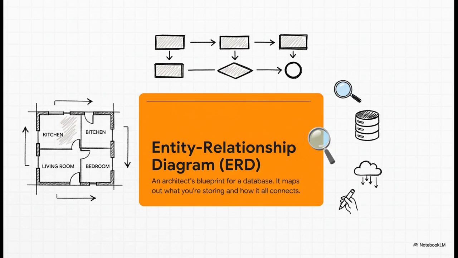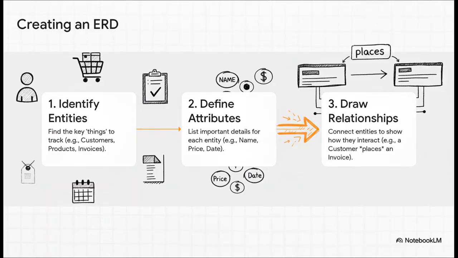It shows you all the main components, all the things you want to keep track of, and exactly how they relate to each other before you write a single line of code. Making one is actually a pretty logical process. First, you identify your entities. These are just the main nouns in your world, like customers or products.